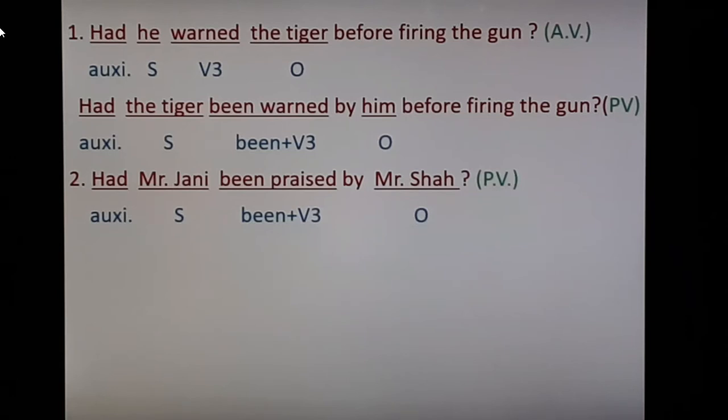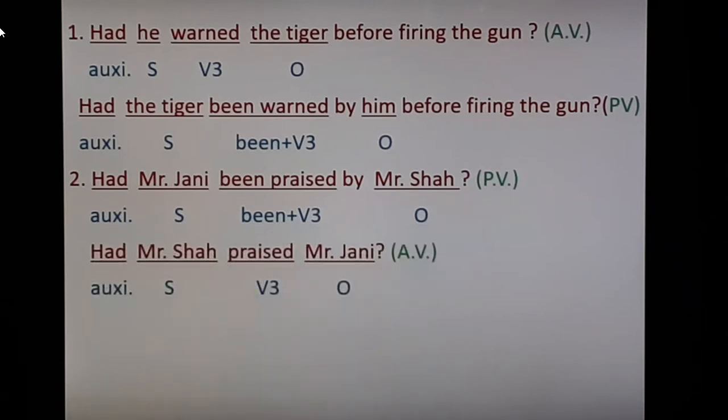Now we will turn this passive to active. Okay, object becomes a subject, but before that you have to put appropriate auxiliary verb. So had Mr. Shah, then praised, V3 form you have to write. Don't write V1 or V2. V3 only will come here. Then you have to write Mr. Jani. Subject becomes object here. So this is active voice. Had Mr. Shah praised Mr. Jani?